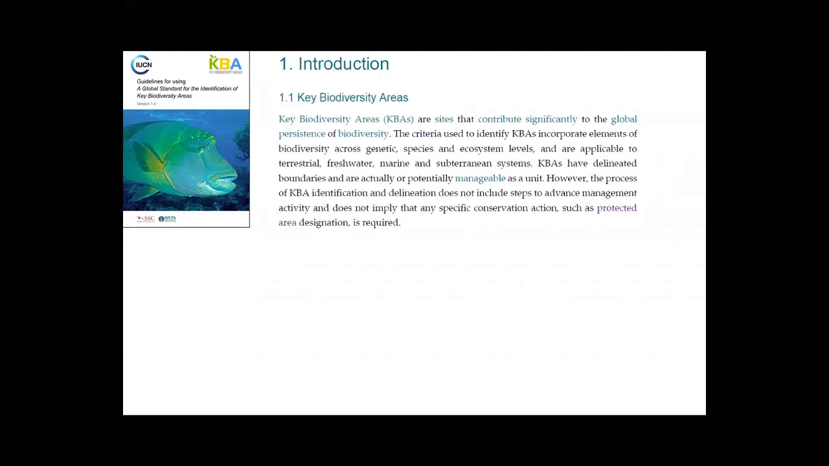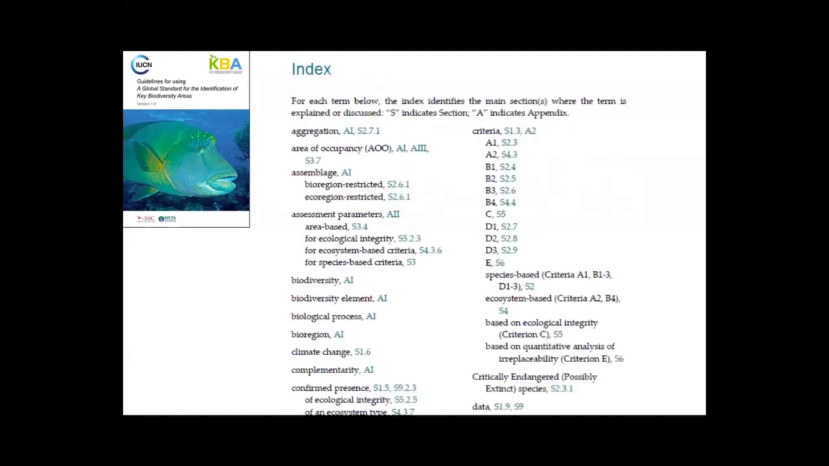We also have a list of related documents or web resources that are available online. That's provided as an appendix, and those documents are highlighted in purple. So if you can see it there, there's a document on protected areas and how they relate to KBAs, and there's a link to that in the appendix. And then we also have an index that identifies the main sections where key terms are explained or discussed.